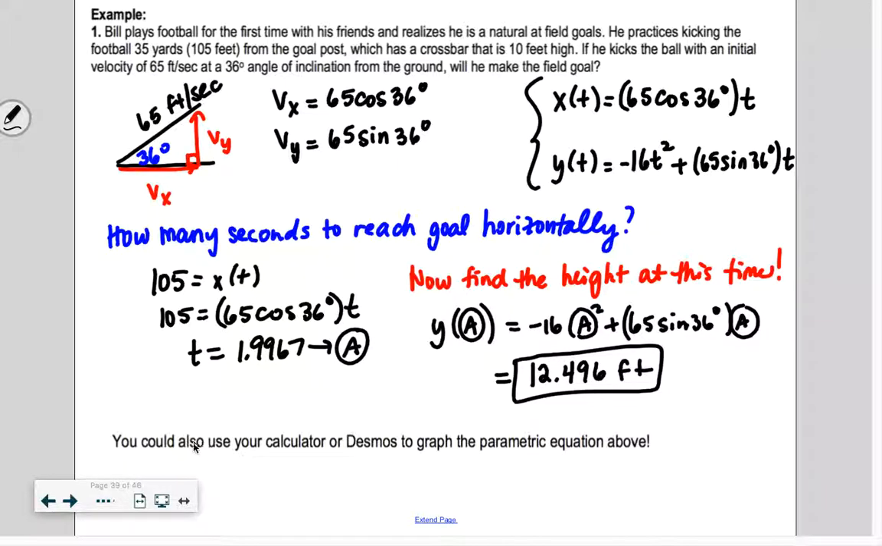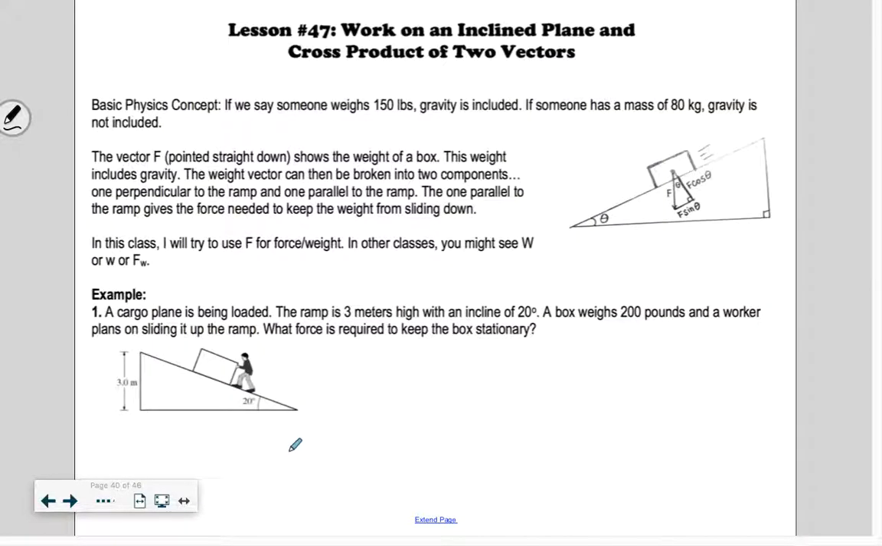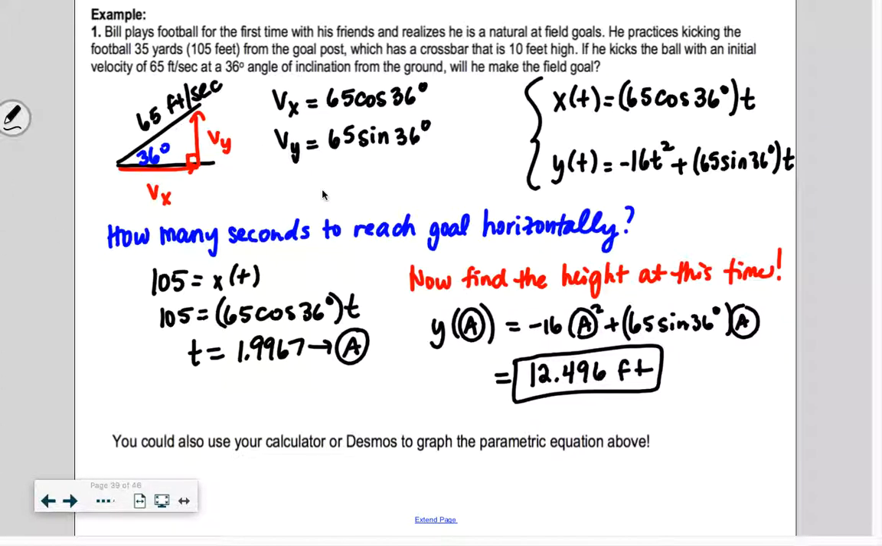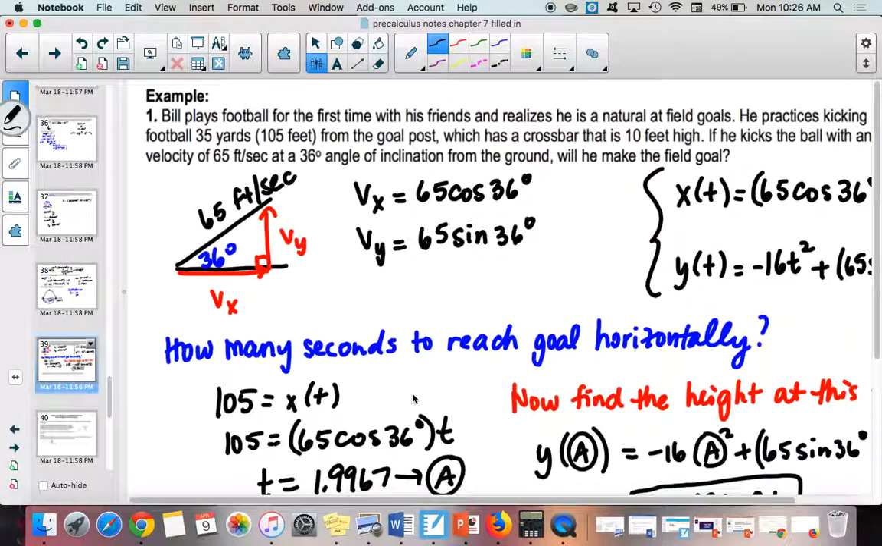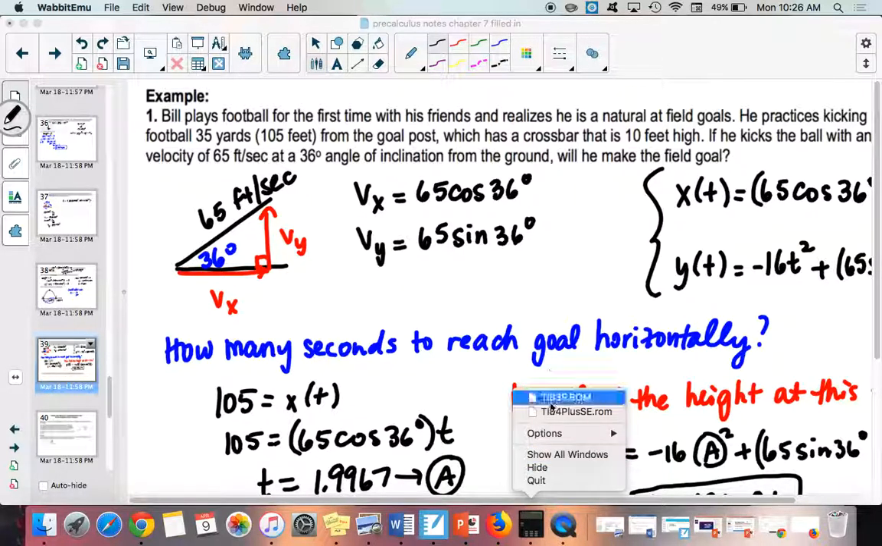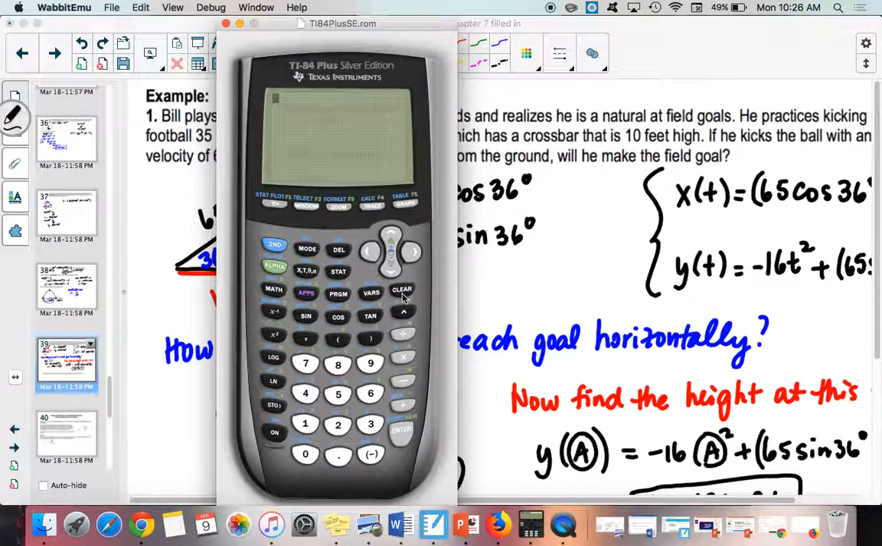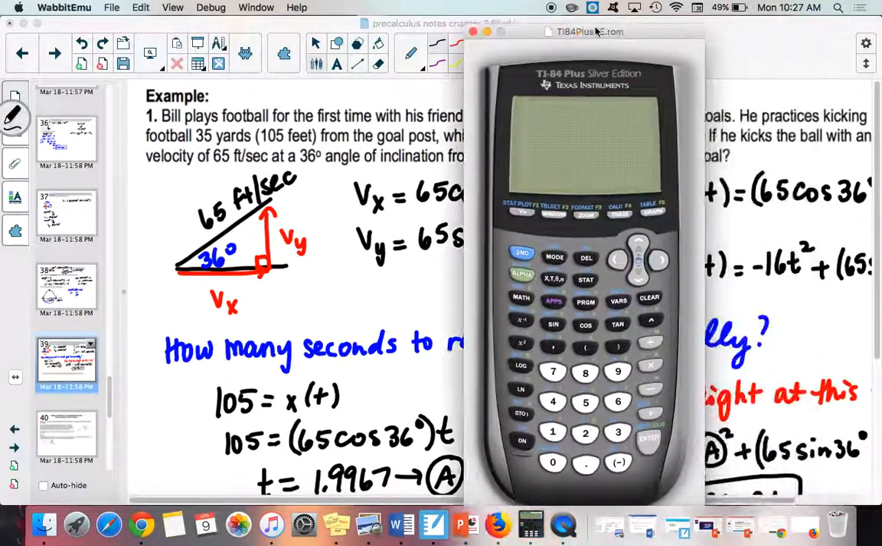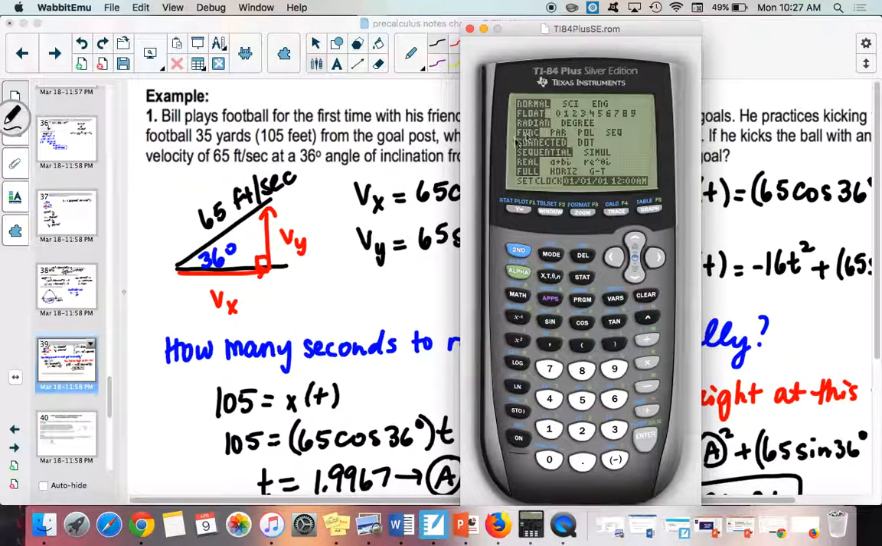So sad. All right, so it says you could also use your calculator or Desmos to graph these. Okay, so let's talk about graphing parametric equations on your calculator and why it's not the best. So get your calculator out, and I want you to go to mode. Actually, let's do it as a normal function first. So let's keep it in the regular function notation, this FUNC, and go to y equals.